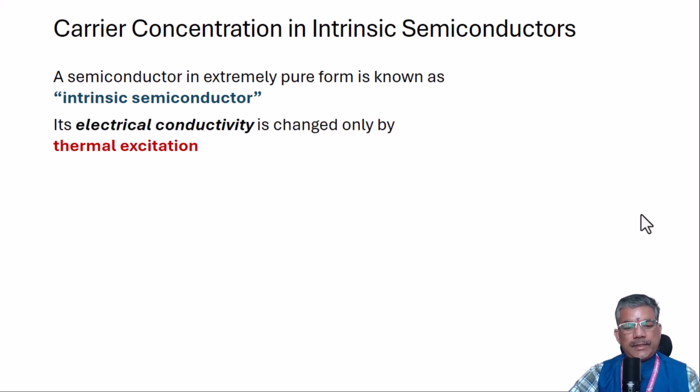In an intrinsic semiconductor, the electrical conductivity changes only due to thermal excitation. At absolute zero temperature, it behaves like an insulator because no free charge carriers are available.